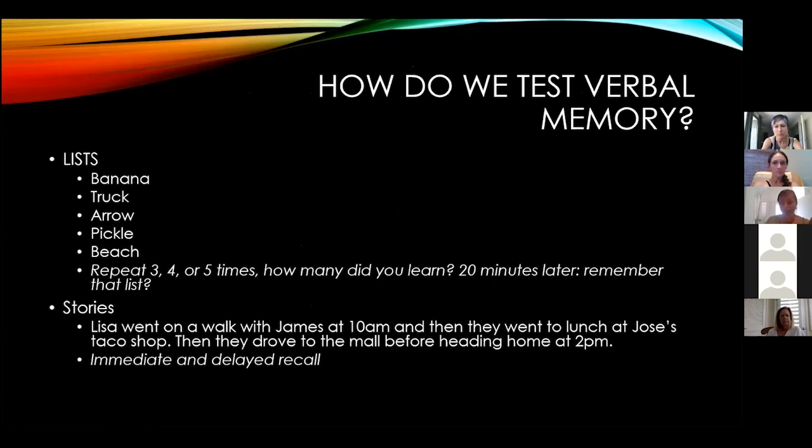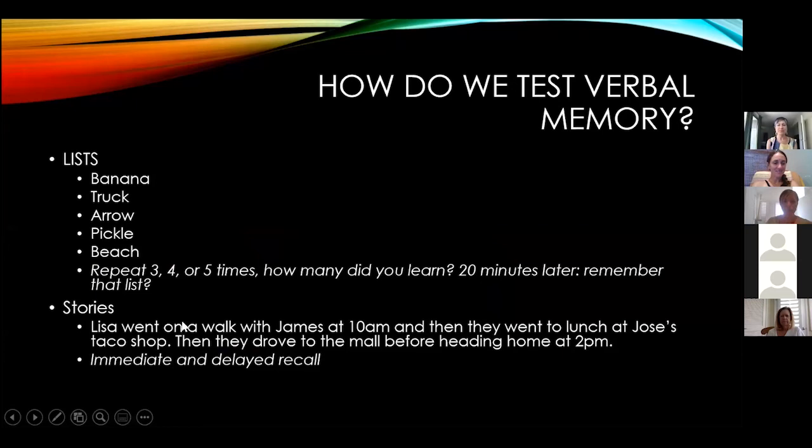How do we test verbal memory? I think a lot of people in this call are very familiar with these things, but the two main ways that we test verbal memory are list learning tasks. So you might read somebody a group of nouns and then ask them to repeat the ones they remembered, and then do that three, four, or five times, depending on which one you're using. And then a little while later, you say, remember that list, and the person moans and then tells you the few words that they maybe remembered.